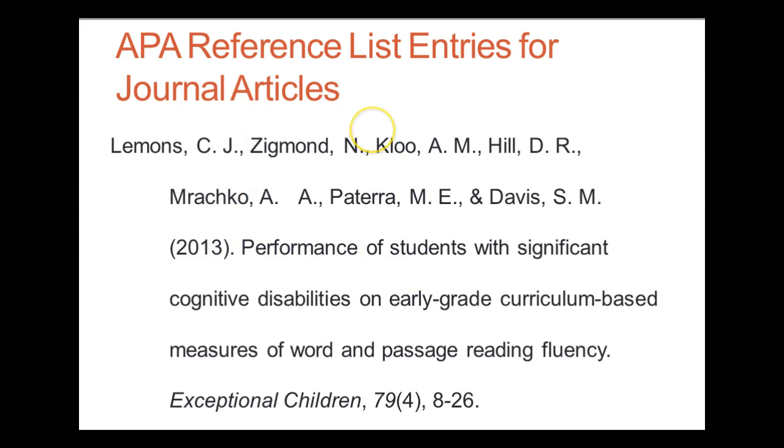We have the same capitalization conventions that I noted before, only the first letter of the title is capitalized in this case. The volume number of the journal is also italicized, and then the issue number is inside parentheses. There's no spacing between it. And then the page numbers, note that there is no P before the 8, and then everything ends with a period.